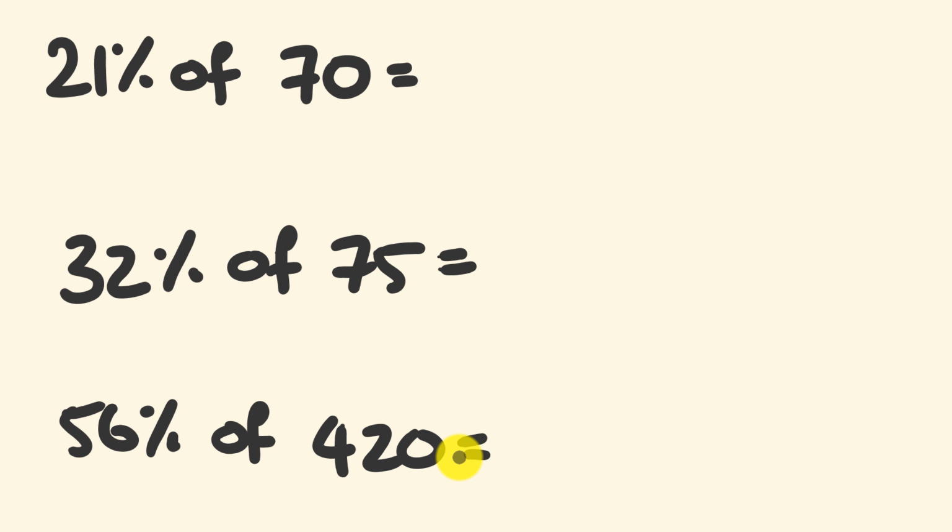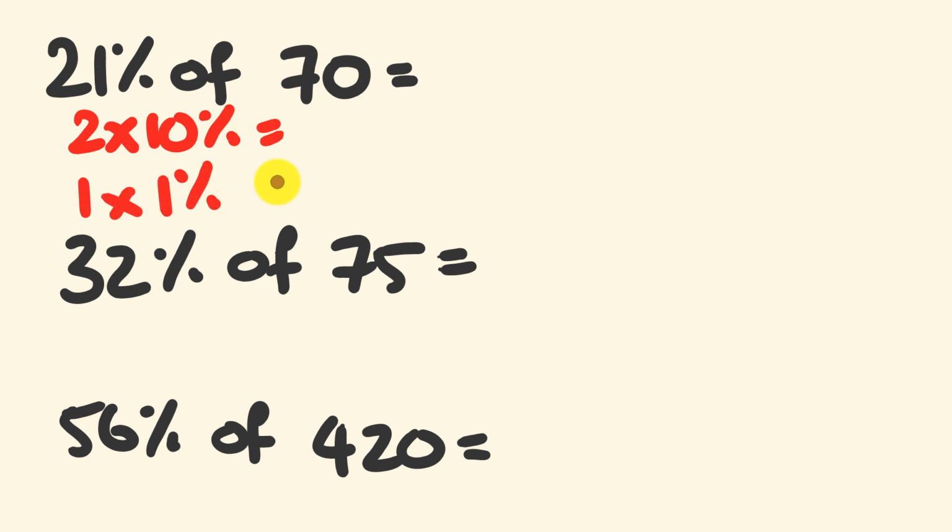Anyway, let's have a look at the answers here. So first off, we have 21% of 70. Now, as you can see here, we could break this 21% up into the following. We could have 2 lots of 10%, which we can work out 10% really easy. And we also have 1 lot of the 1%, which we can also work out fairly simply as well.